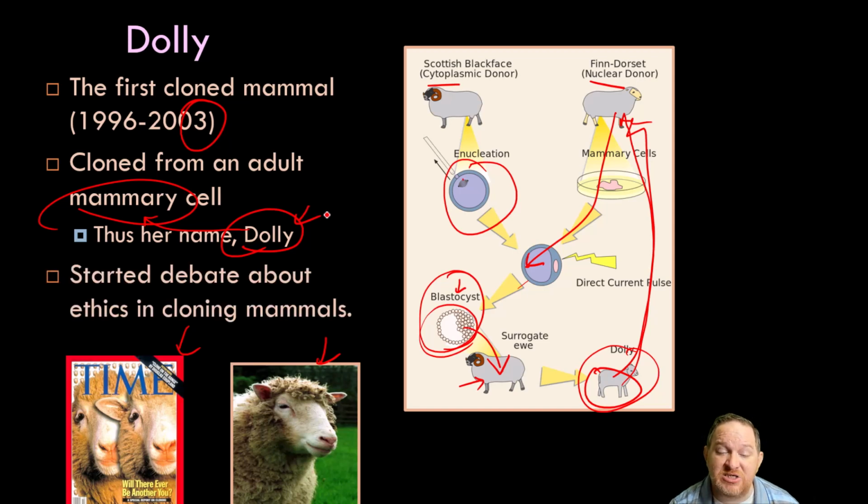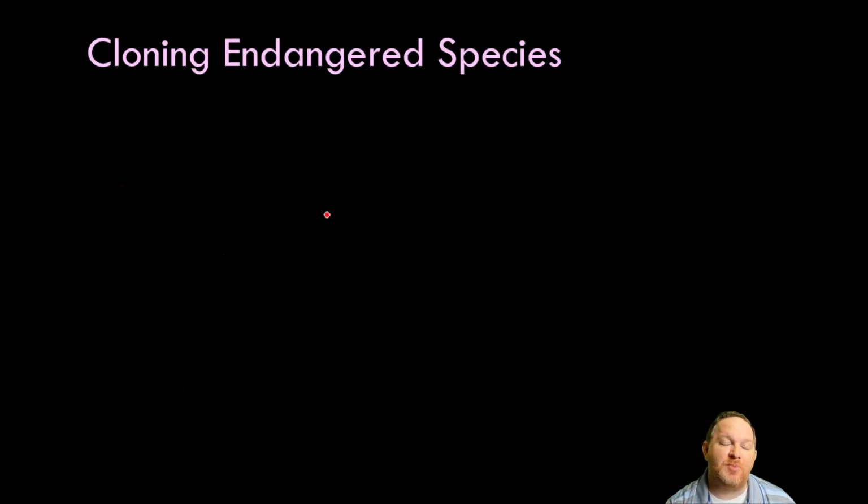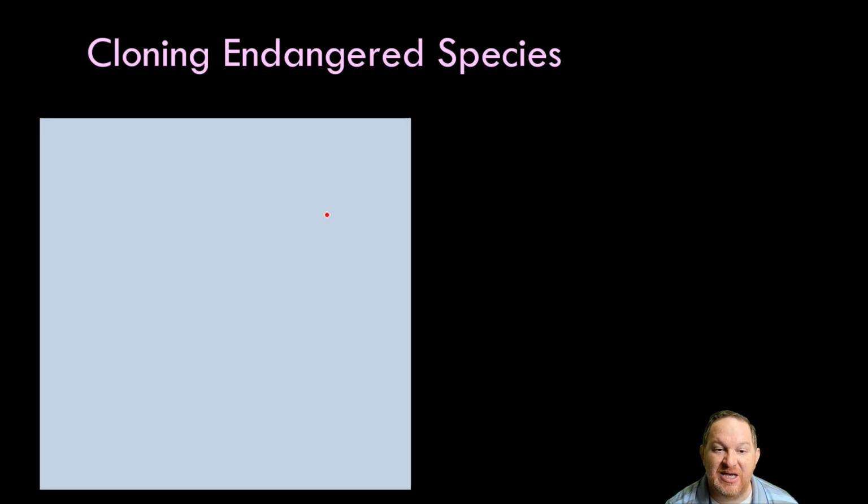All right, so this really started the debate about the ethical cloning of mammals. Should we be doing this? Should we be making these clones? Then another ethical question comes up. What about cloning endangered species? Not necessarily even species that have gone extinct, but what about the ones that we as humans have caused to become endangered?